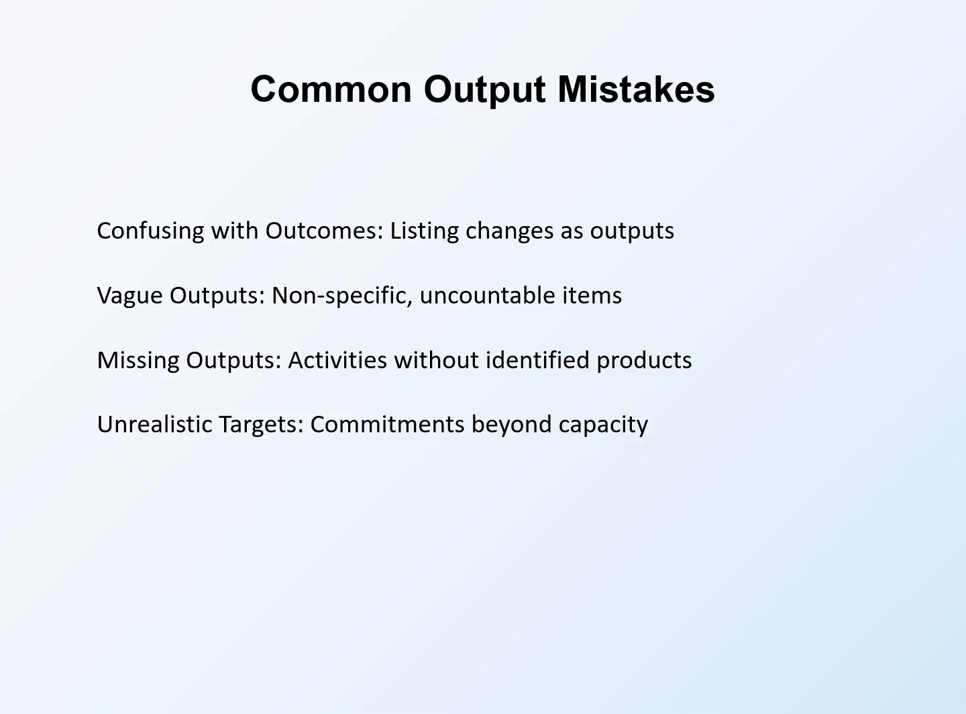Missing outputs occur when activities lack identified products. Every activity should produce something countable. If you cannot identify outputs for an activity, reconsider whether it belongs in your logic model. Unrealistic targets commit to outputs beyond capacity. Promising to serve 500 when capacity is 200 sets you up for failure. Set targets you can actually achieve.